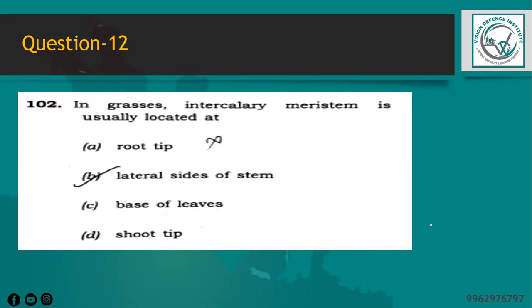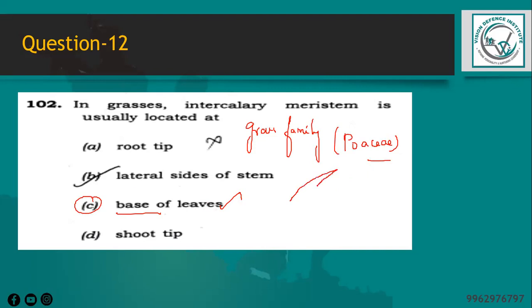The next question is, in the grasses, intercalary meristem is usually located. Intercalary meristem is a type of meristem which is found in the grass. That family is called the grass family, called Poaceae. So it is typically located at the base of the leaves, right? This is the right answer because it is responsible for the continuous growth of grass leaves, from the base. So the leaves grow.